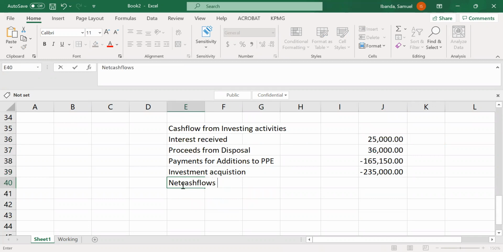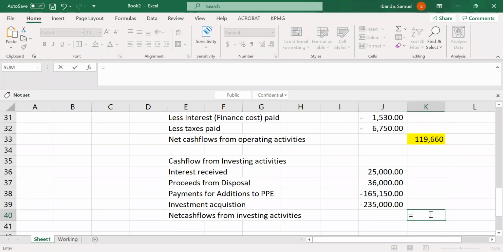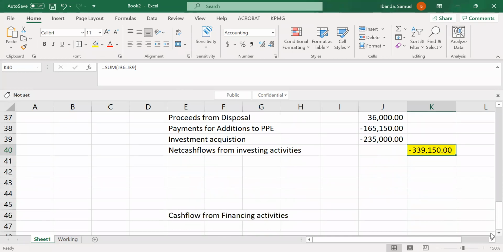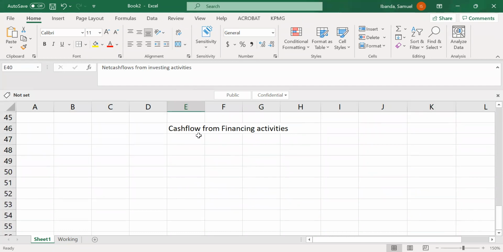Net cash flows from investing activities. So I'm just going to add this up, and it gives me 339,150. I have a lot of space here. What you usually do is cross out this space and move on in the exam. I left more than what I need, and no one will penalize you.